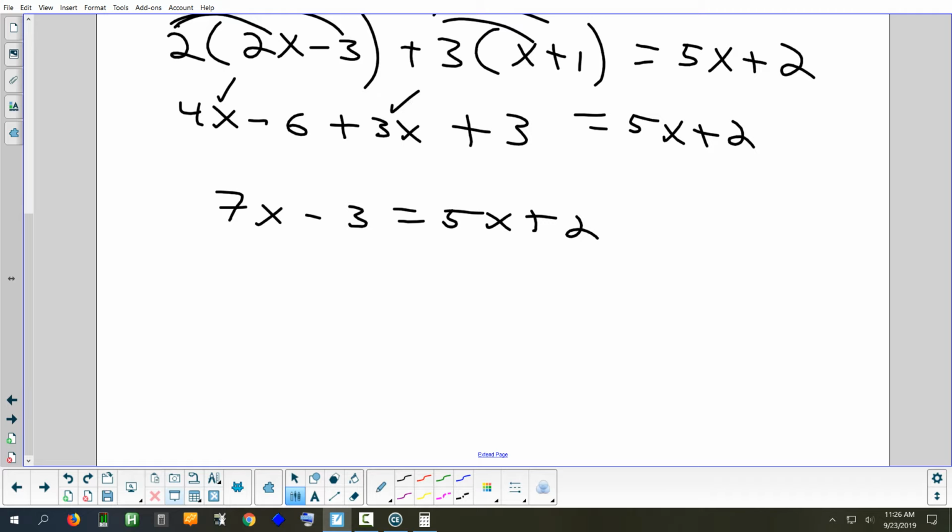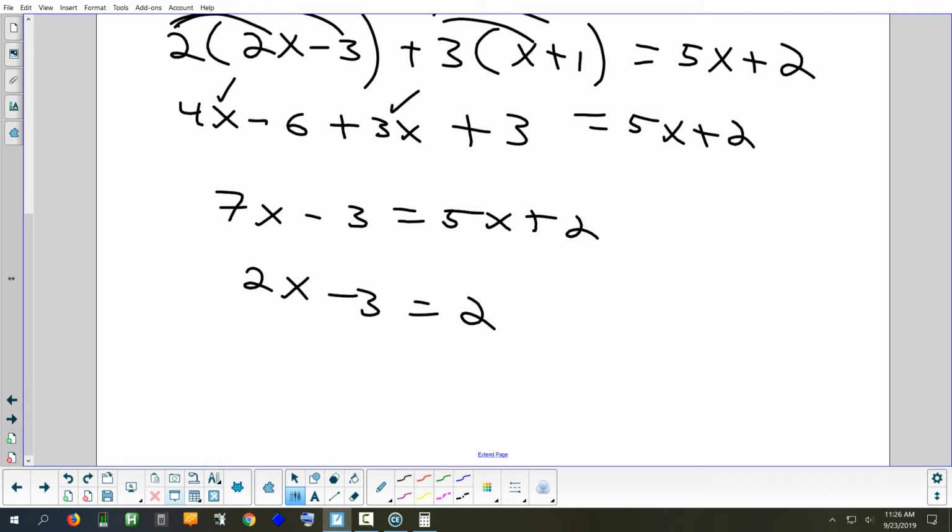Piper, what's one thing I could do next? You bring the x's all onto one side. Okay, and there's a couple ways I can do it. Can you tell me one way to do it? Subtraction. Okay, subtracting 5x from both sides. Okay, so she's gonna move all the x's to the left. I think that's a good idea here. So minus 5x from each side, and you get that.